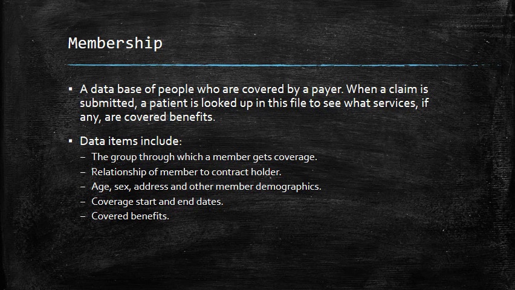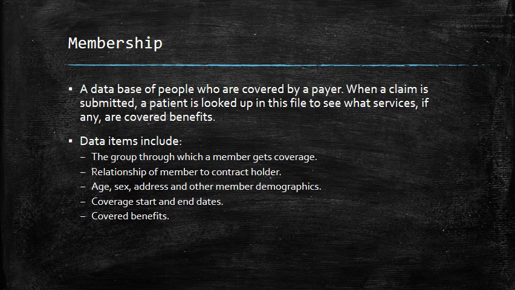Data included in the membership file includes the group that you get the coverage through, such as your employer, and the relationship of a member to the contract holder. Contract holder would be the employee. Relationship could be the employee themselves, spouse, dependent. It contains demographics about the member, their age, sex, geography where they live. As I said, very importantly, the start and end dates. Those are critical for your analytics and what benefits are covered.